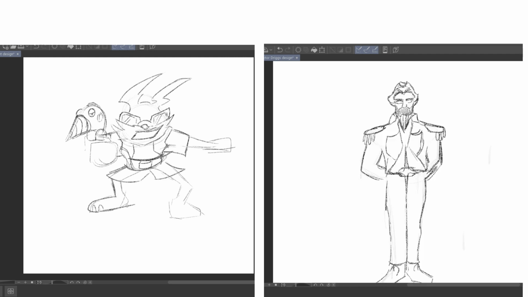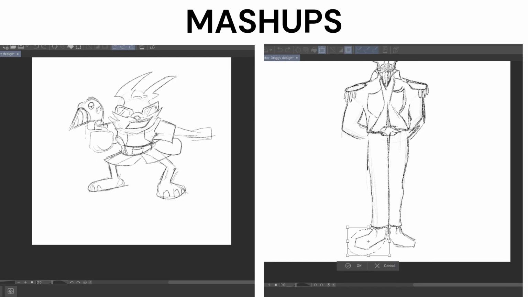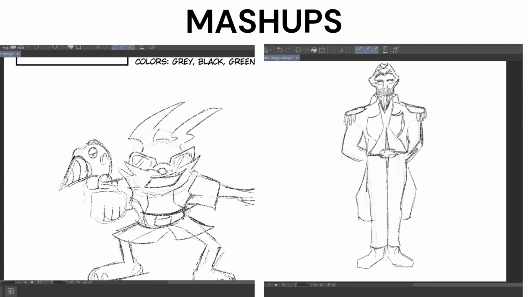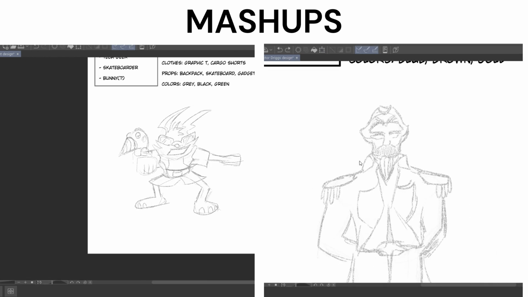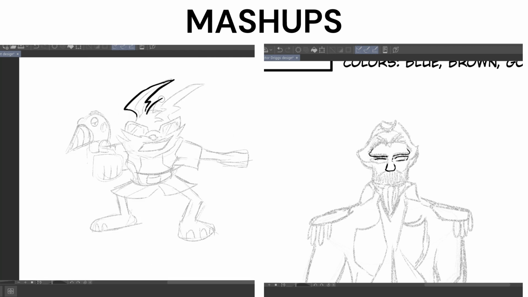A second place to look would be to look for a mashup. So try thinking of two things that you've never seen together in a character. Like with Dax Widget, I asked myself what a nerdy skateboarder would look like. These are two things that don't normally go together. This is a really good strategy to achieve a unique character design.